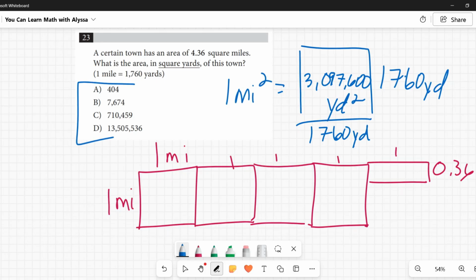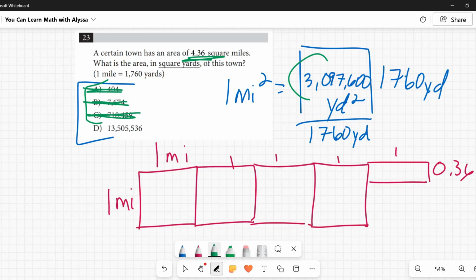And if you look at our answers over there, if you're paying attention to these little answers, you probably already know what the answer is. Why do I say that? Because the first 3 are all less than 3,097,600 square yards. So if the answer is this number times 4.36, how could it be less than 3 million? It's impossible. So all 3, A, B, and C, that are less than are out.